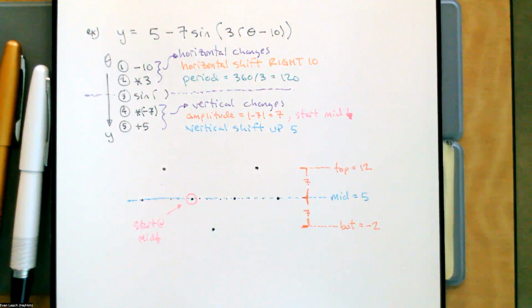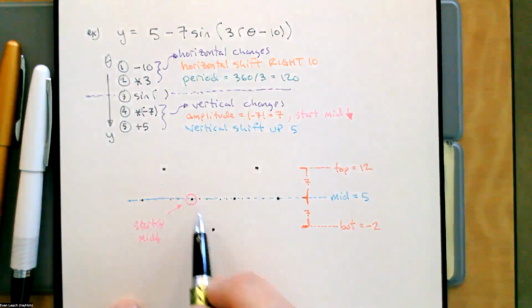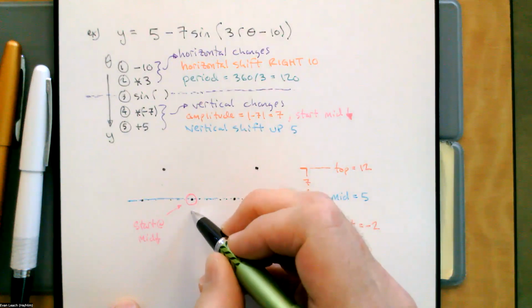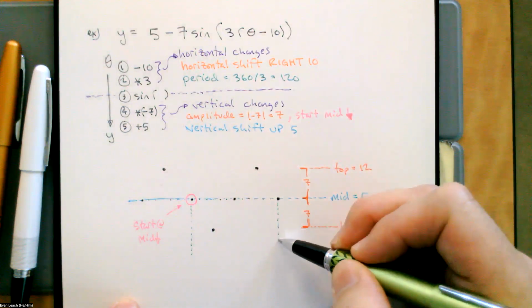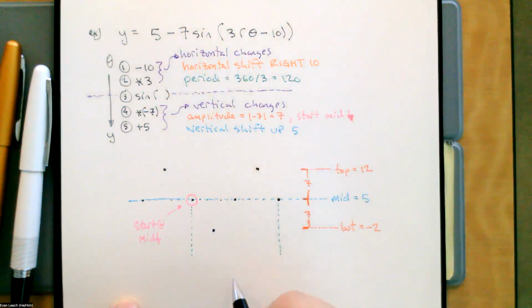Next, we got to deal with horizontal stuff. Let's start with the period. And the period is just how far it is from our starting point to the next similar point. So our period is going to be 120.